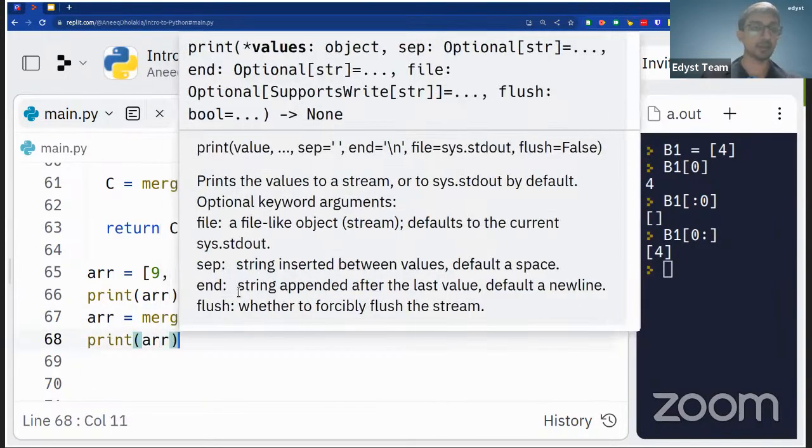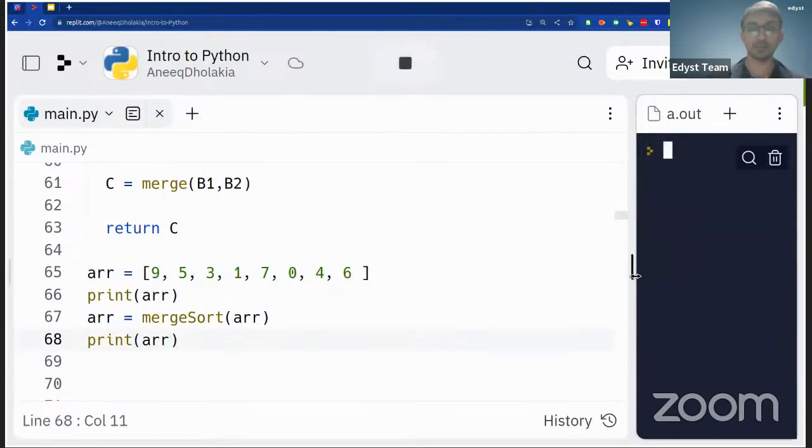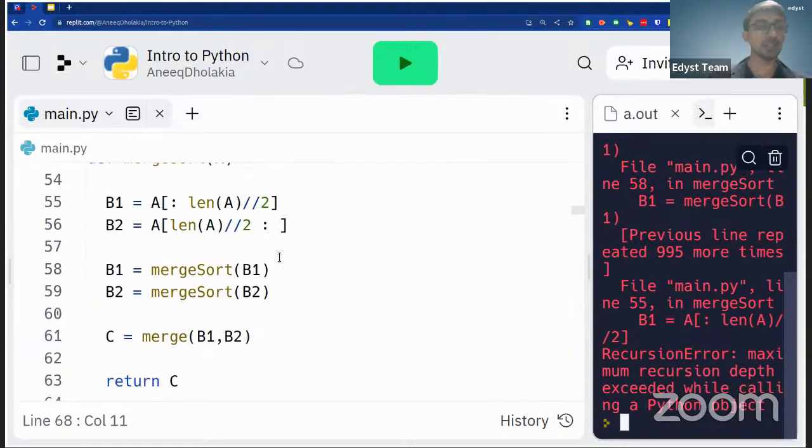print array again, and let's see. Okay, yeah, we went into recursion. Why? It kept trying to divide again and again. Why did it go into infinite recursion? What did we miss in this code? We missed something in this code. What did we miss?